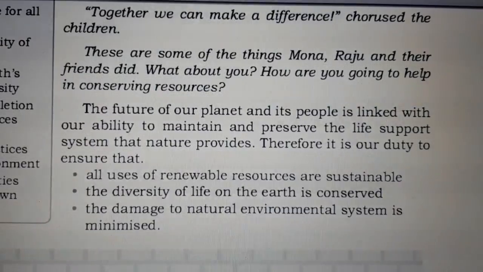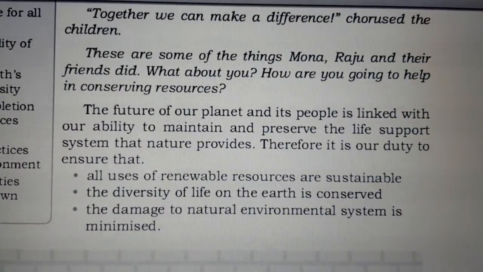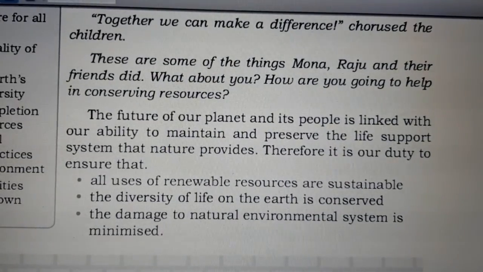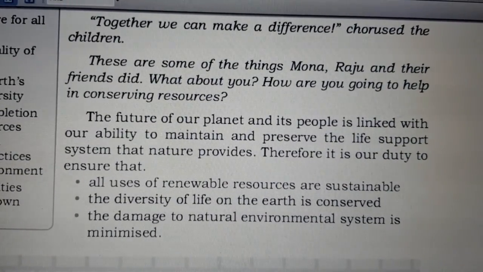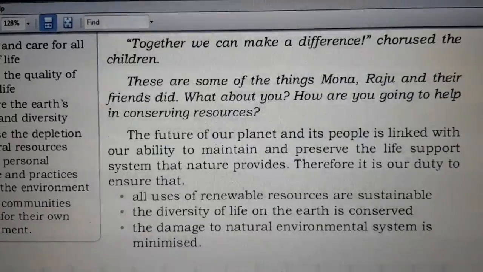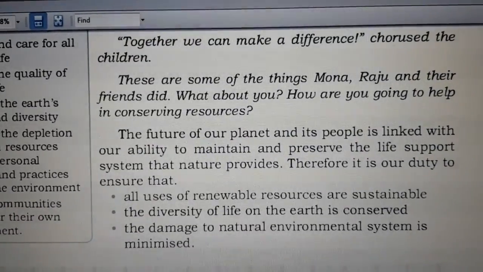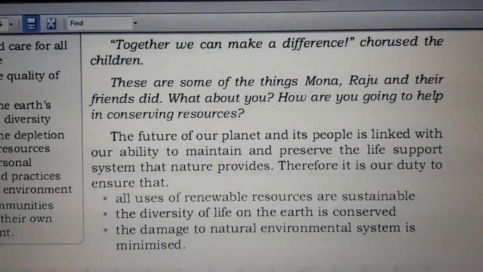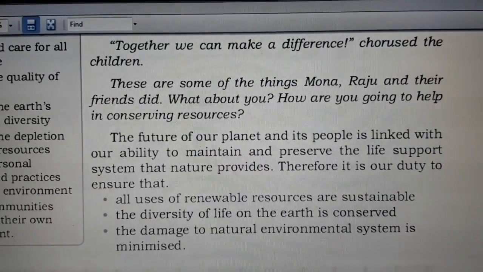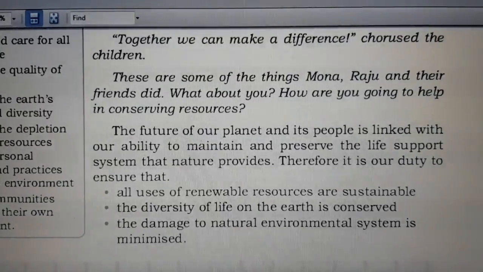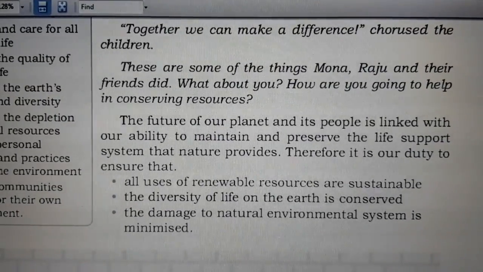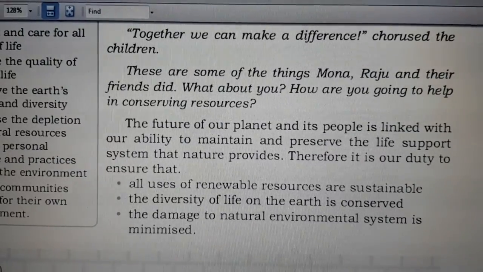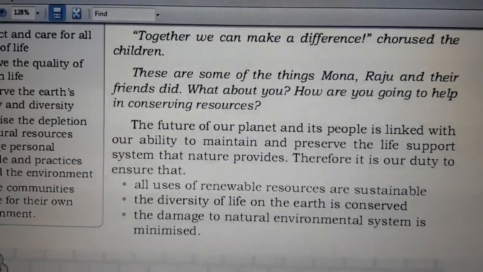Now, the damage to natural environmental systems, what is this? The cutting of trees, wastage of water, degradation of soil, using land in large areas for industrial purposes, getting rivers polluted through industrial waste. These are the damage to our natural environmental system, and these all surely must be minimized.